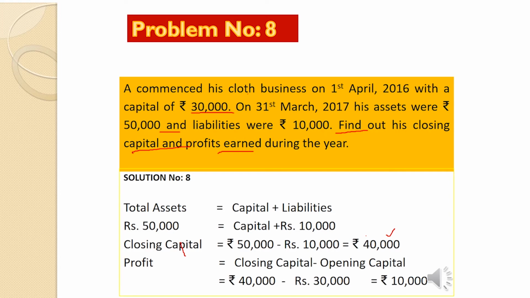So profit is equal to closing capital minus opening capital. What is the closing capital here? Closing capital is 40,000. Opening capital is already given, 30,000. So the amount of profit is 10,000. So closing capital minus opening capital is equal to the amount of profit, 10,000. Okay.